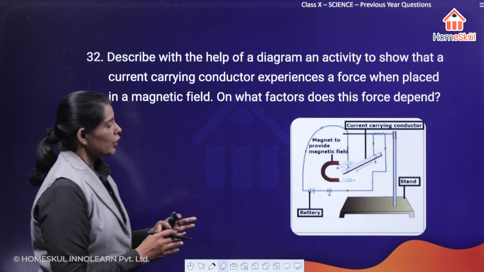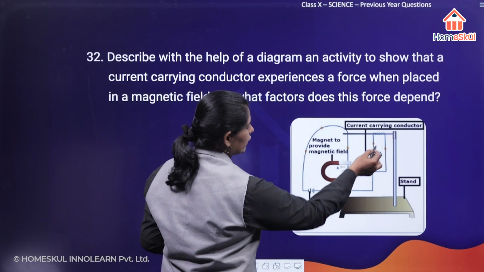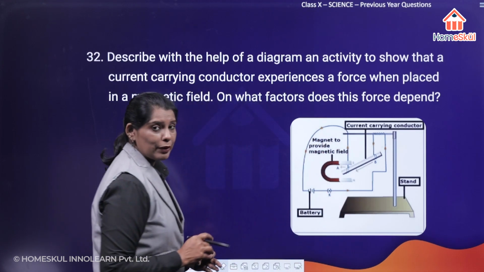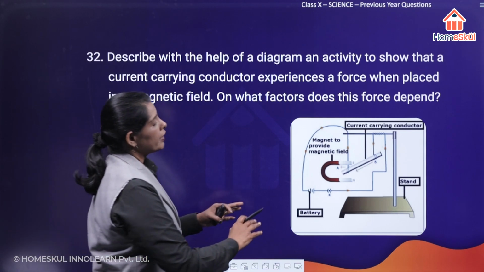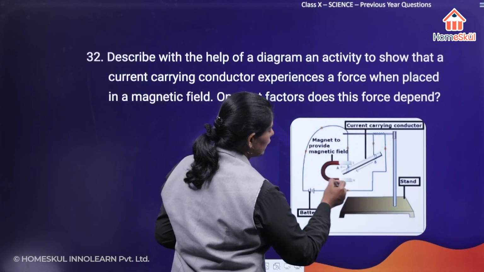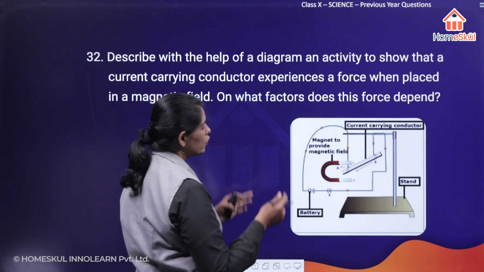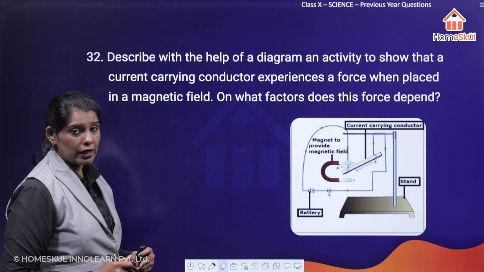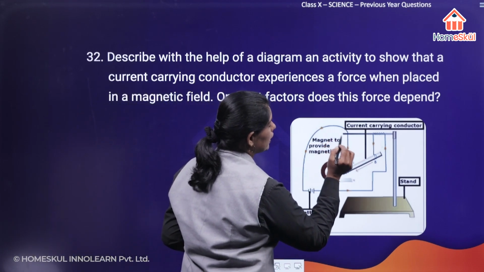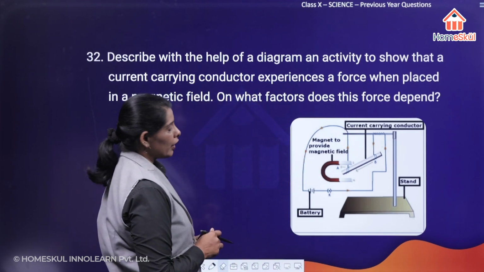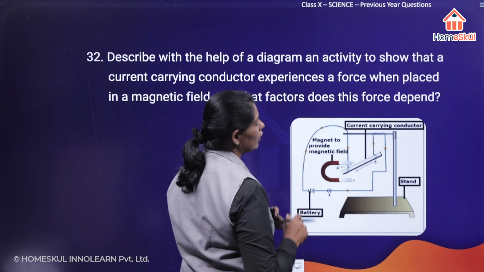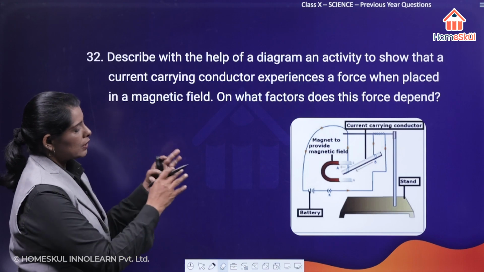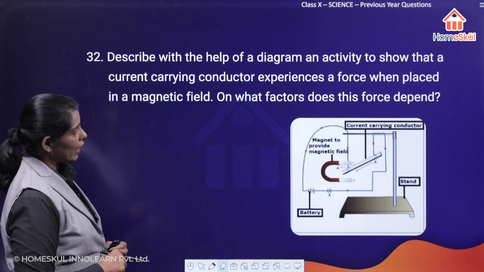Whenever a current carrying conductor, here the conductor is already connected to the circuit. That means when a current is flowing through it, there is already a magnetic field set up, and another magnetic field is due to this magnet. So there are two magnetic fields which are interacting. So there will be either an attraction or a repulsion, and in this case the conductor shows a deflection due to the force here, and that shows that there has been a repulsion, a momentary deflection. So this is the activity for the force acting on a current carrying conductor.